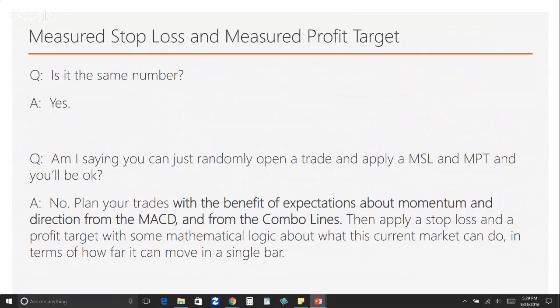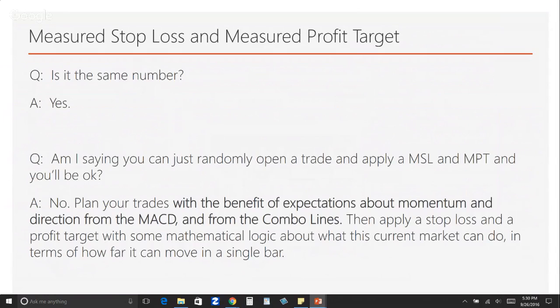All right, so the next question that I get a lot is, am I saying that you can just randomly open a trade and apply the measured stop loss and the measured profit target and you'll be okay? And my answer is no, silly. Don't forget everything we already talked about: the hopper and the momentum bars and the point on your chart where you can expect momentum, the strategies, right? So plan your trades with the benefit of expectations about momentum and direction from the MACD and the combo lines. And as we've already learned in the last 4 lessons, it's pretty cool.